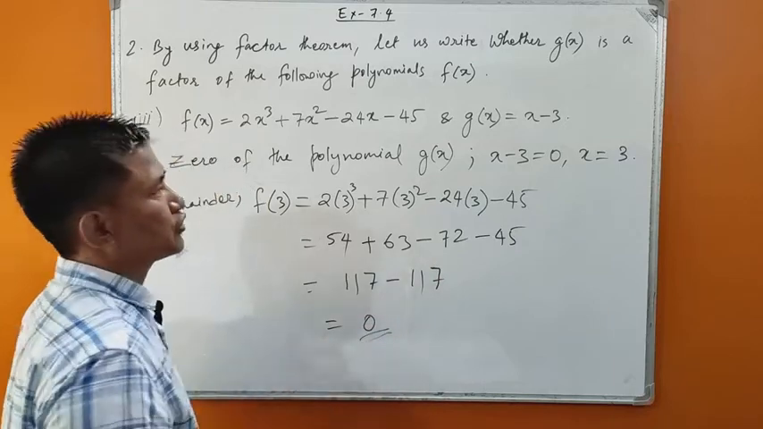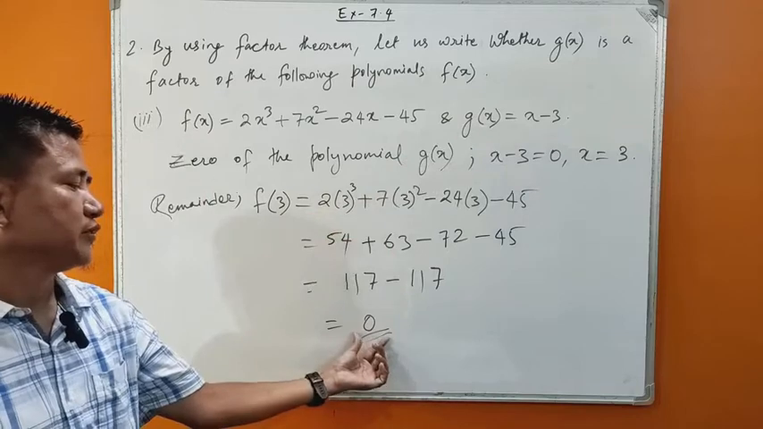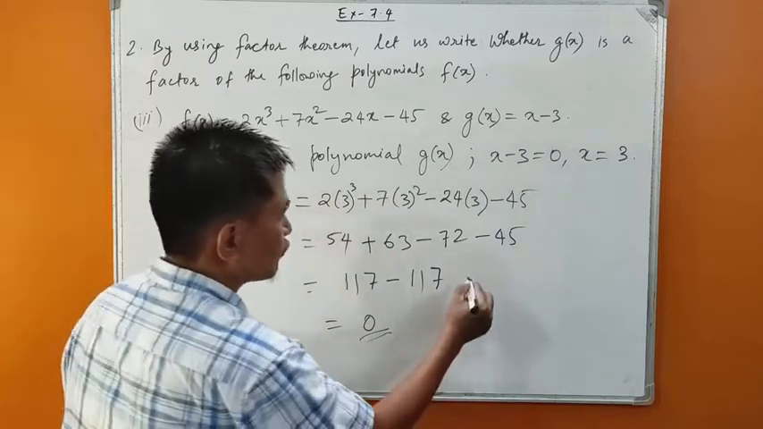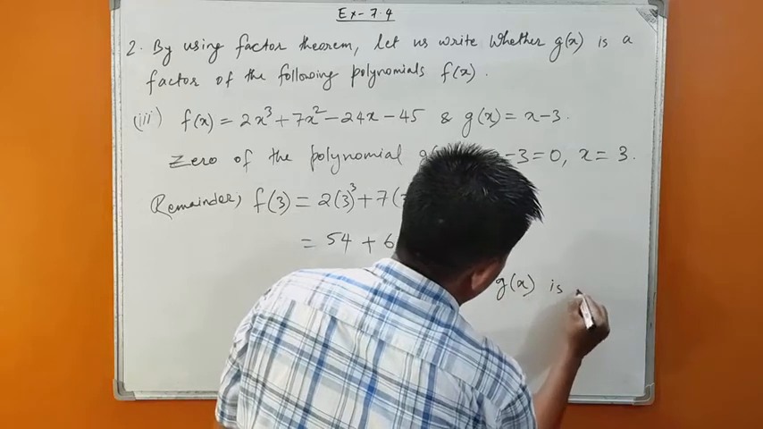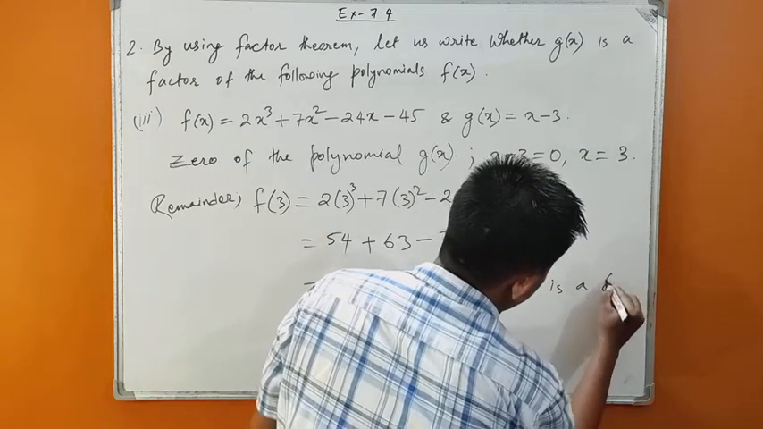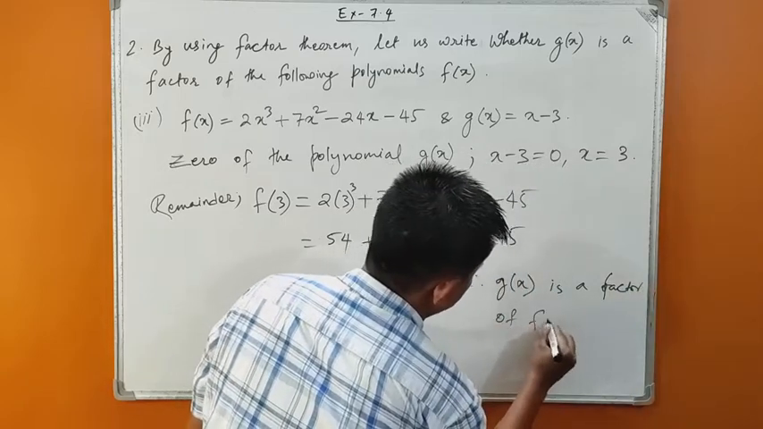So 117 minus 117 is 0. We got the remainder 0. When fx was divided by gx, the remainder becomes 0. Therefore, we can say gx is a factor of fx. Okay.